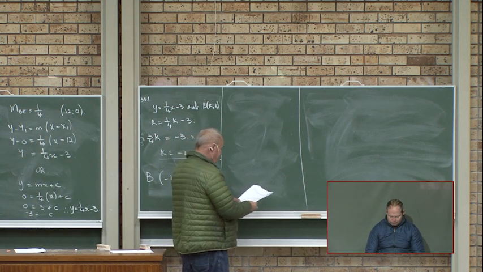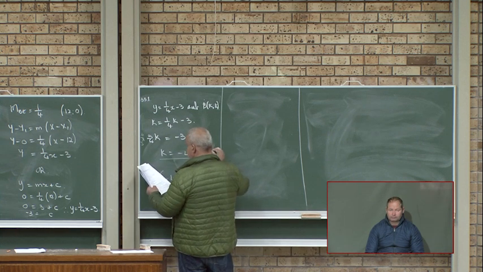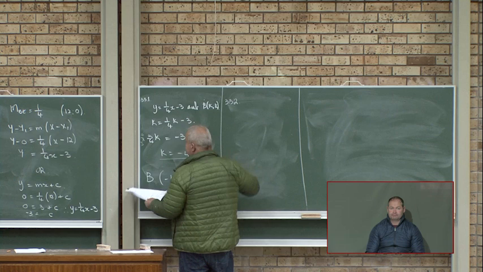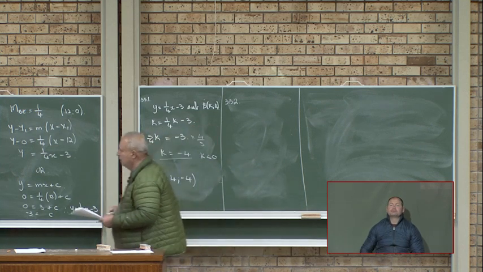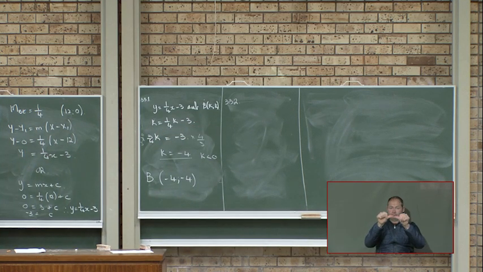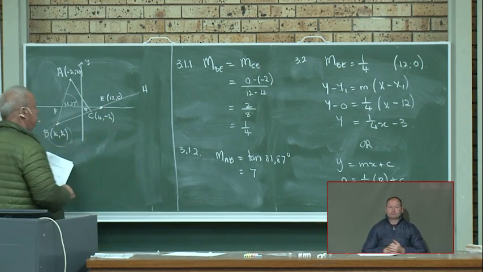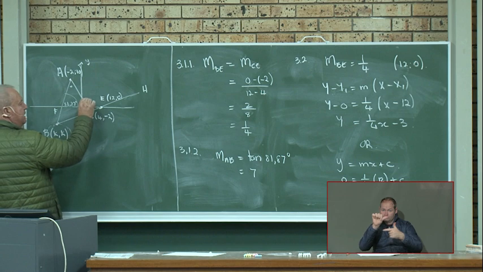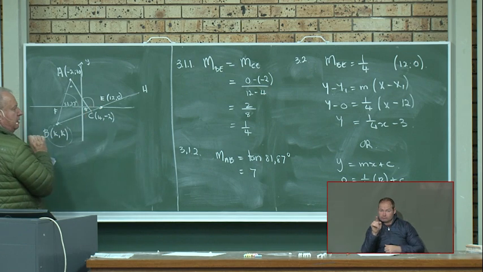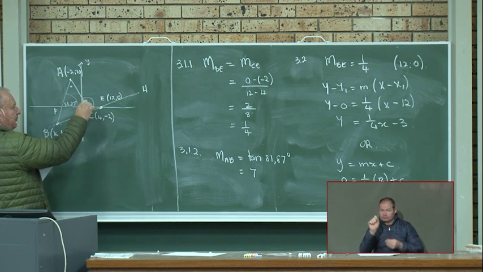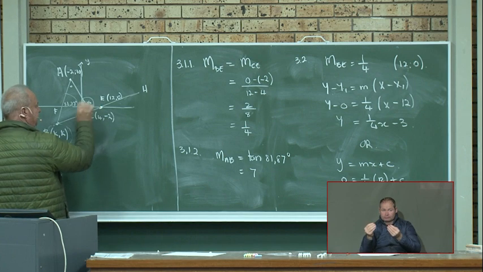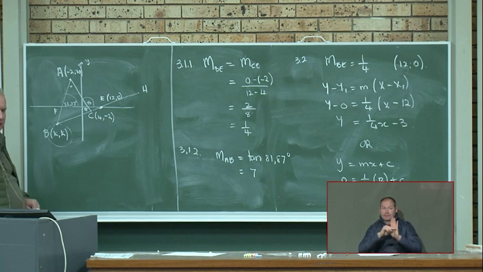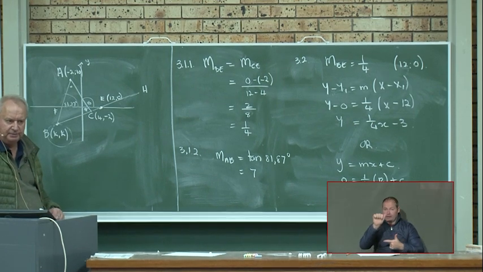Right, then they say 3.3.2. They want the size of angle A. Now people, let's quickly have a look here. If we get the inclination of this angle here, correct? If we find this angle here, we can call it theta. Then we can say theta minus this angle gives me angle A. I've just done an example like that.